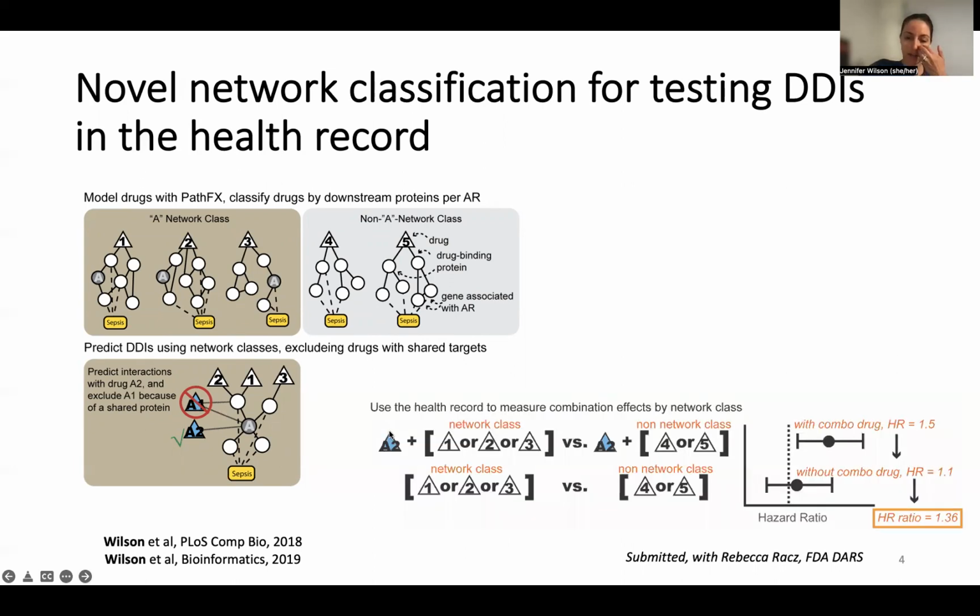This is simulated data, but just to show you how we designed the target and comparator cohorts for the observational study. On the bottom left, we went back into the electronic health record and asked for patients who were taking either drugs 1, 2, or 3, the network class drugs, versus the non-network class. We first did a baseline characterization of the relative risk, for instance, for sepsis between the two classes. Then in the row above that, we added drug A2 and asked for the relative risk if you had a combined exposure between A2 and one of the network class or the non-network class drugs. Then we took the ratio of those hazard ratios, and that's shown on the right.